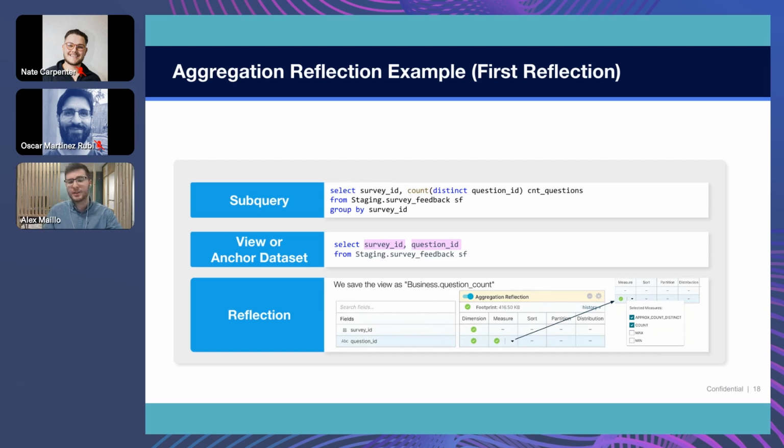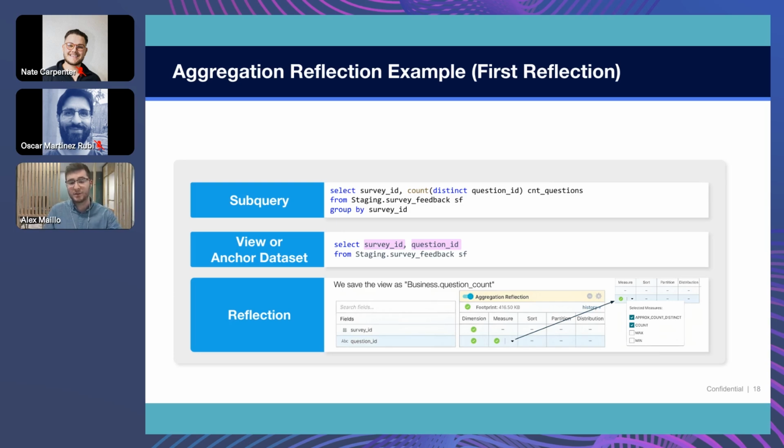In the first subquery, we can see that there are two fields being used: survey ID, which is in the group by, and question ID, which appears in the count operation. With these fields, we create a view or anchor dataset, and then we save the view in the business layer, for example, with the name of question count. And finally, we build a reflection on top of it.